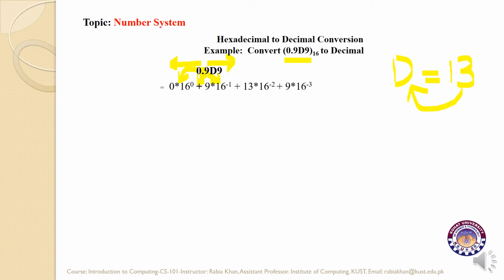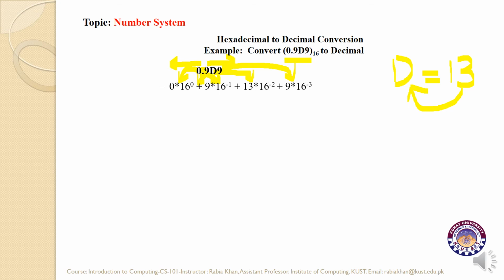The power of 16 is -1. Next digit is D. D is equal to 13. 13 is multiplied by 16. The power of 16 is -2. And last digit is 9. 9 is multiplied by 16. And the power of 16 is -3.